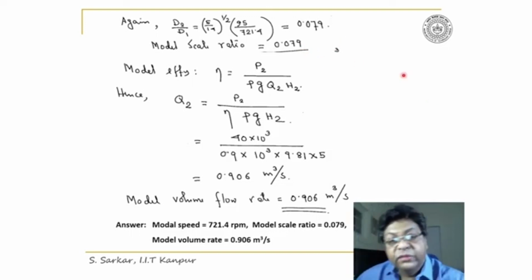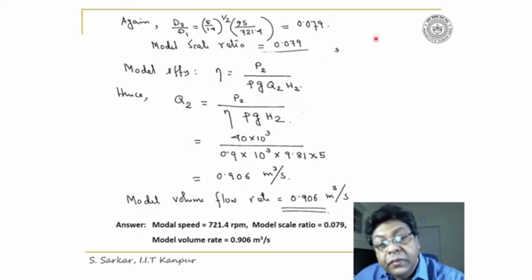The third, we have to calculate the model flow rate. Now, for efficiency eta, I can write P2 divided by the hydraulic power, that is rho g Q2 into H2. So from this relation, I can express Q2, the flow rate through the model, as P2 divided by eta rho g into H2. Now everything is known here.